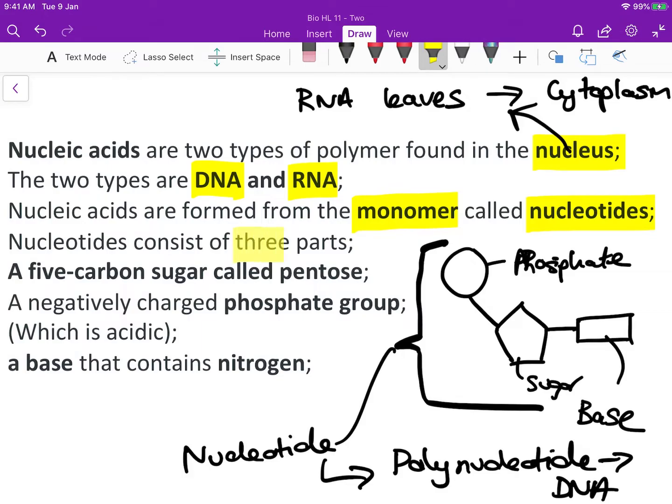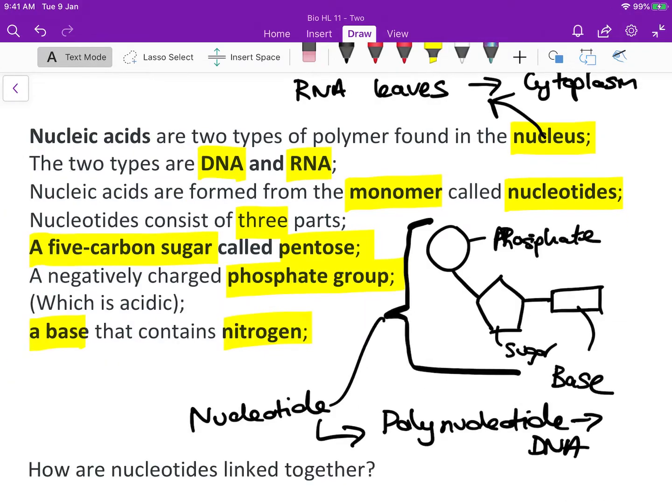Okay, so we talked about the three parts: a 5 carbon sugar called a pentose, the negatively charged phosphate group, and a base which contains nitrogen because it's a nitrogenous base. So our next question is, how do the nucleotides in one strand link together? We're thinking in just one strand at the moment.